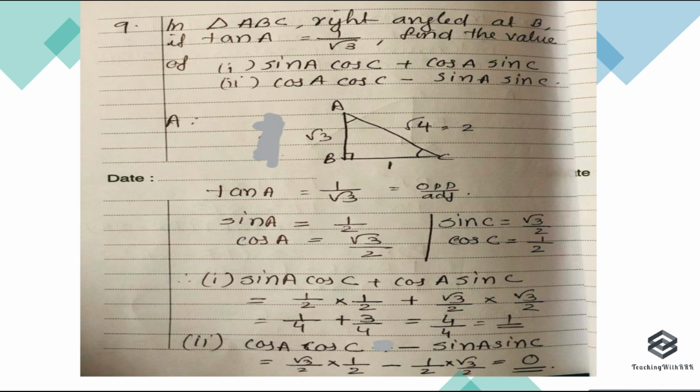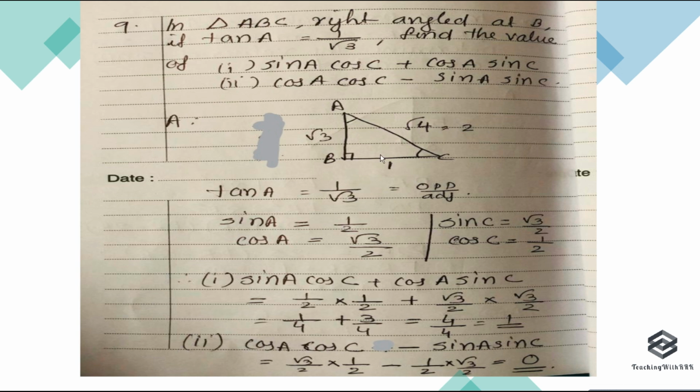So here the hypotenuse is missing. Find out the missing side using Pythagoras theorem. According to Pythagoras theorem, AC square equal to AB square plus BC square. Here AB is root 3. So AB square equal to root 3 square is 3. 3 plus BC square 1. So 3 plus 1, 4. AC square is 4. Therefore AC is 2. So the 3 sides are here root 3, 1 and here 2. You got all the 3 sides values.